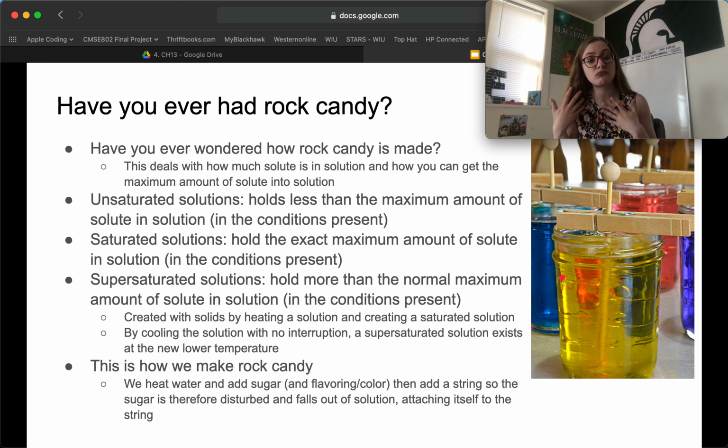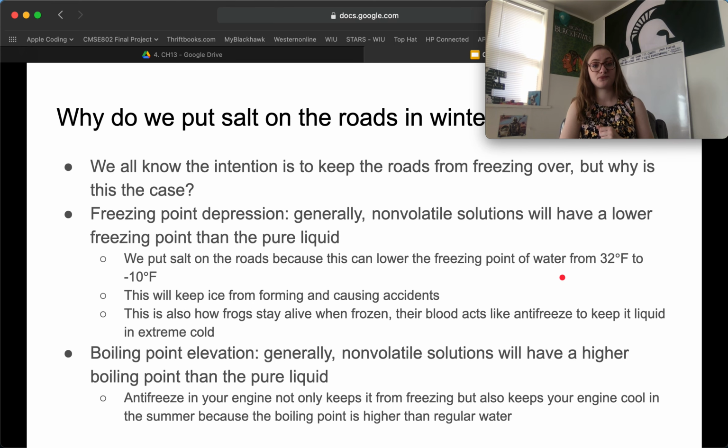So kind of similar there, but a little bit of a different idea. So that's how rock candy's made, and that is how we can do that. So pretty cool. And our last foray into how solutions benefit us in our everyday life is why do we put salt on the roads in the winter?